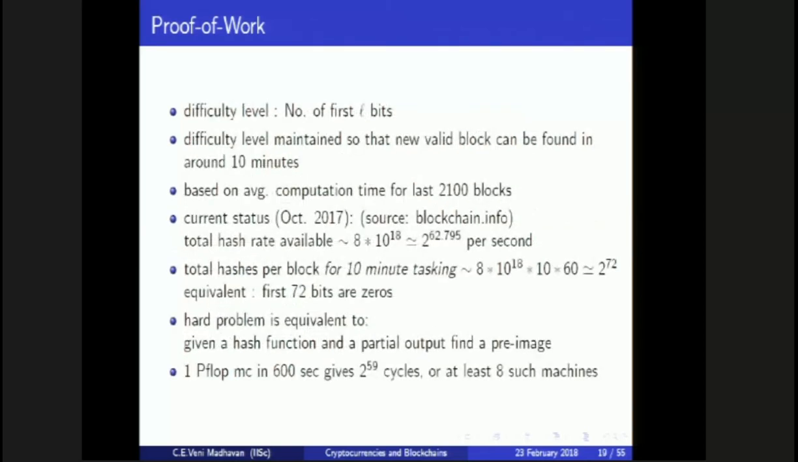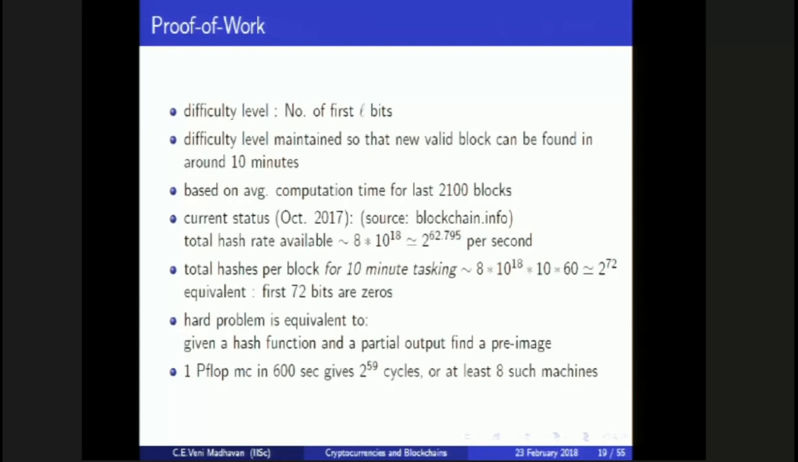But what does it mean? It translates to some exorbitant computing, which can also be calculated based on, say, the current status, October 2000. The hash rate with the machines they have is 2 to the 63, which is phenomenal. I estimated this against our IISc Sahasrat, a petaflop machine. Every 10 minutes, which is 600 seconds, you get one coin.